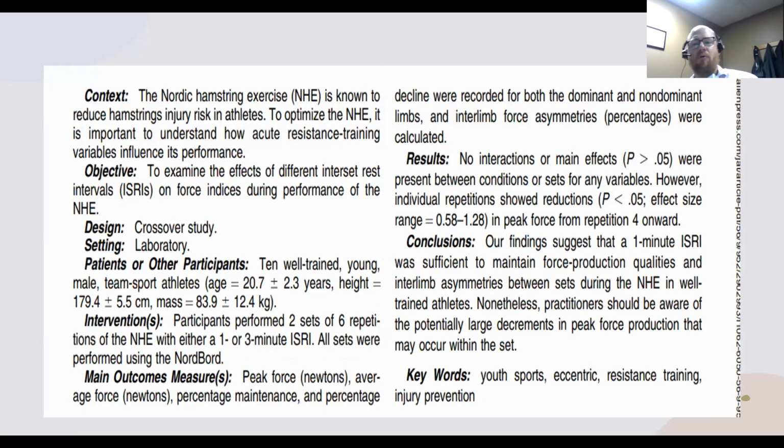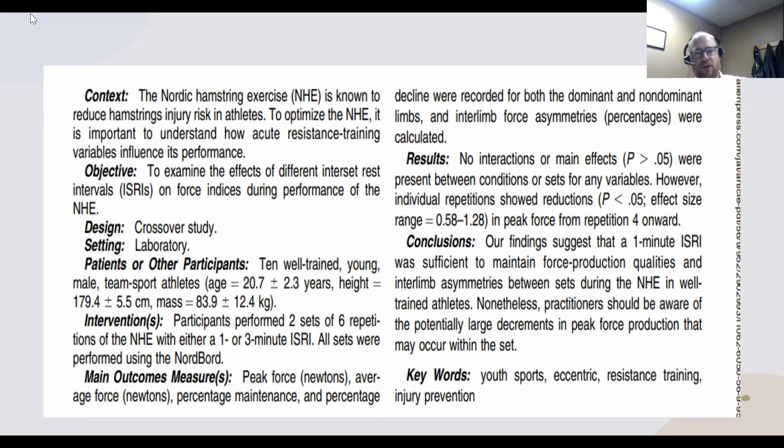So let's take a look at the example from our study that we've been working through. Here's an example of the abstract. This was an original research study, so ultimately they've covered every area, and they have a word count of 300. That's what they're limited to. They've given us a context: the Nordic hamstring exercise, the NHE, is known to reduce hamstring injury risk in athletes. It's a very simple statement that hopefully will catch the reader's eye. To optimize the NHE, it's important to understand how acute resistance training variables influence its performance. There's the context.